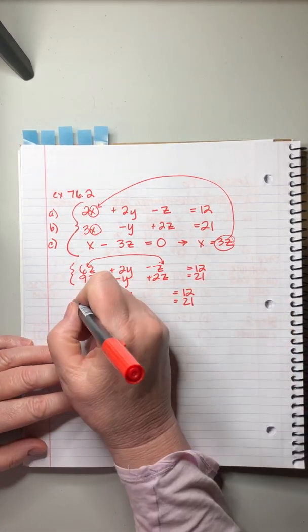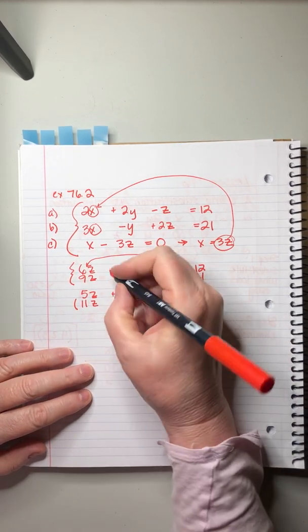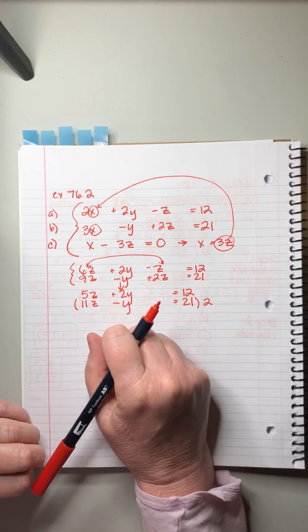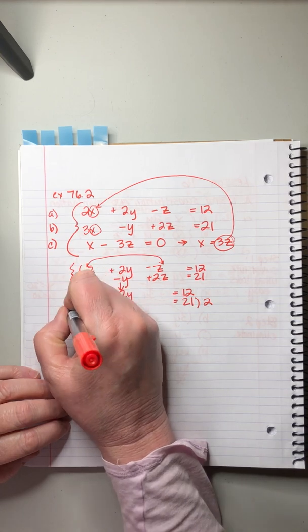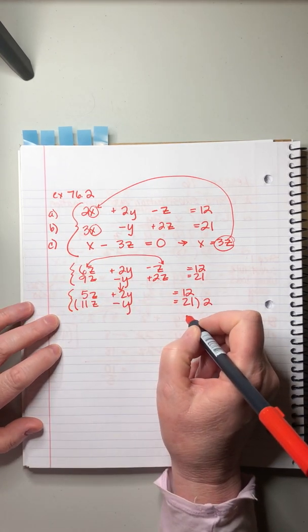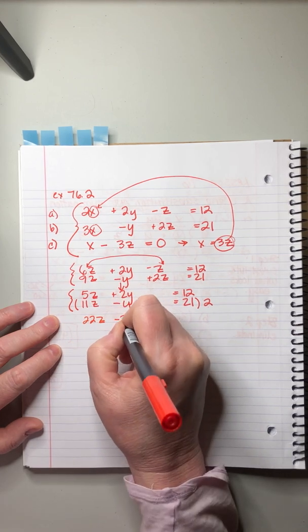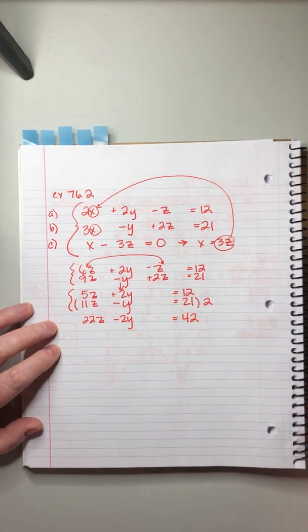I think what's in order is, let's do the bottom row by 2, right? We've already got the plus minus. We'll cancel out the y's. I don't want to multiply these, that's gross. Okay, so I'm going to multiply the bottom one by 2. And that will be 22z minus 2y equals 42.